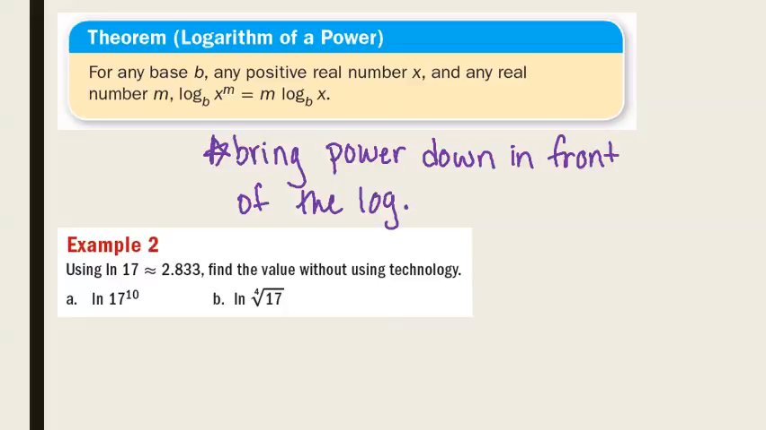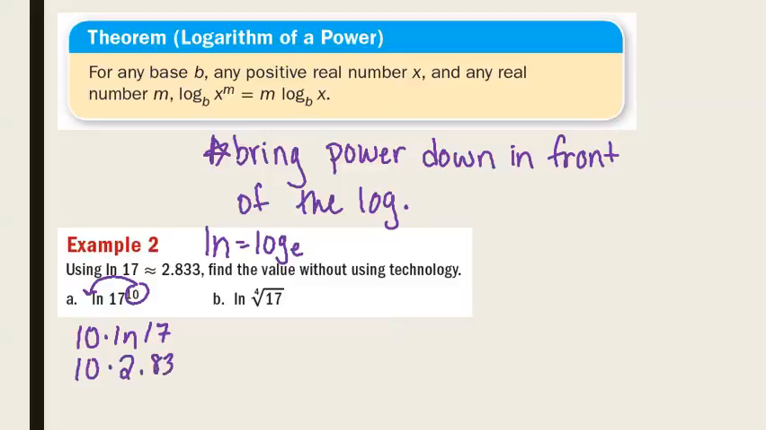So for example, we know the natural log of 17, and remember ln is just equal to log base e, is approximately 2.833. And we want to find the value of these without using any sort of technology. So because this is raised to a power, we can bring that 10 down in front. So we can simplify the natural log of 17 to the 10th power to be equal to 10 times the natural log of 17. So substituting in what that value is, we have 10 times 2.833, which is going to give us 28.33 as our value.